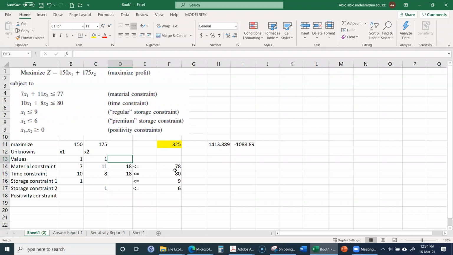77. Now I increase the time constraint from 80 to 81. Okay, so what will that be?